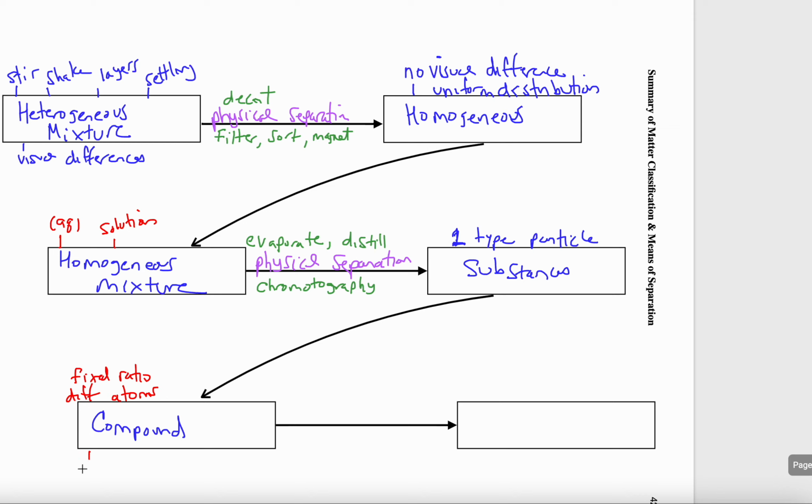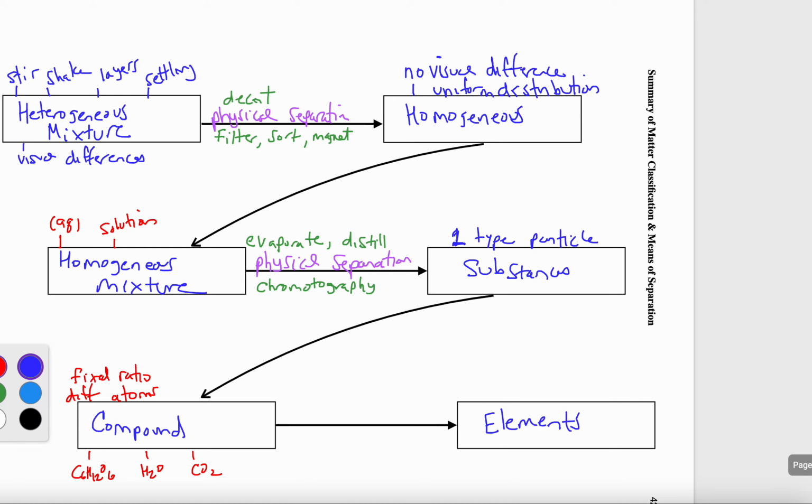So examples of a compound like C6H12O6, H2O, CO2 would be just some examples. There's many more chemical formulas of compounds that you know. So a compound can be separated into individual elements.